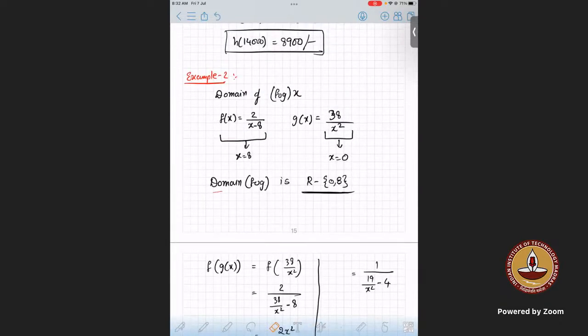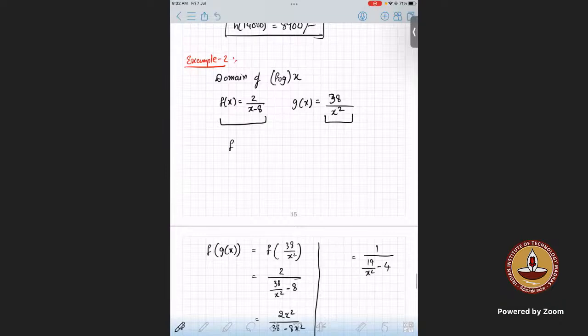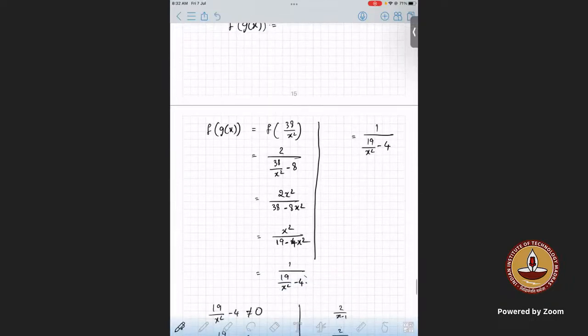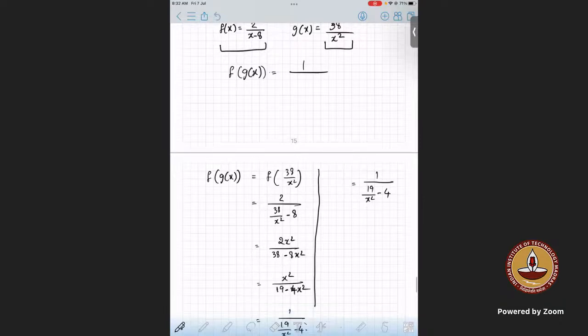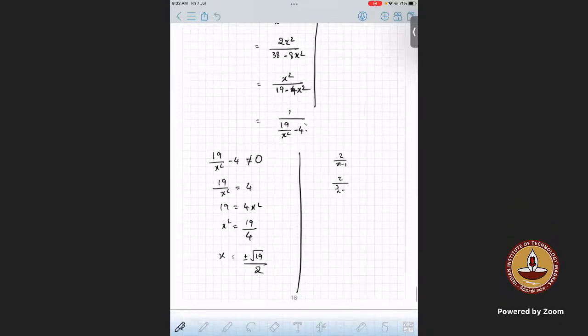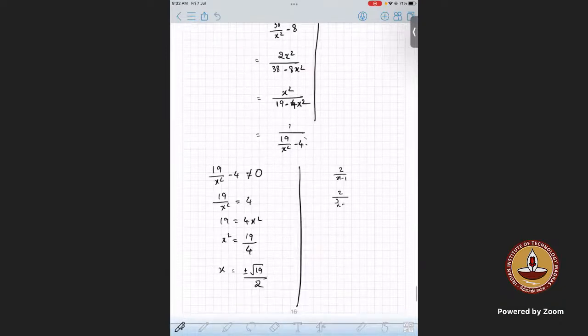Okay, there is a mistake. Sorry, I have made a mistake. You have to check like this. F of g of x would come to 1 by 19 divided by x square minus 4. And finally, what is the domain?